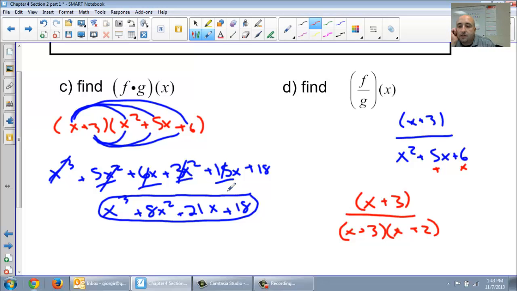Now let's look here. Notice this is all being multiplied, and we have an x plus 3 over an x plus 3. That cancels because that's 1. So my final answer is 1 over x plus 2.